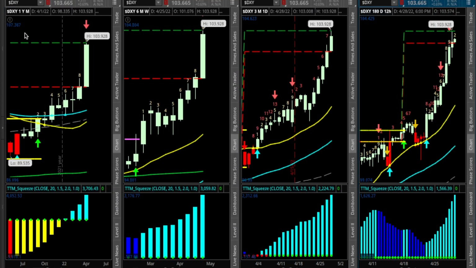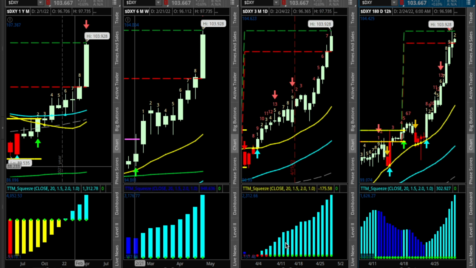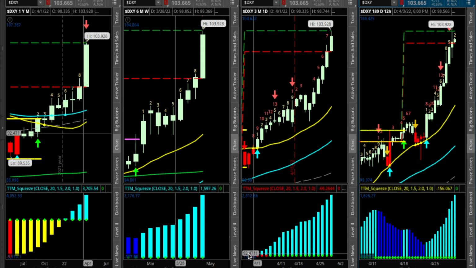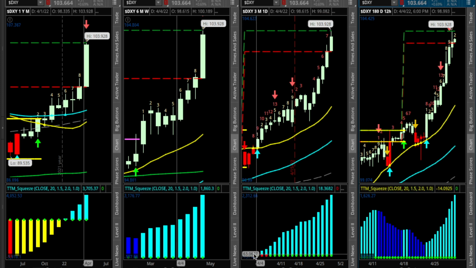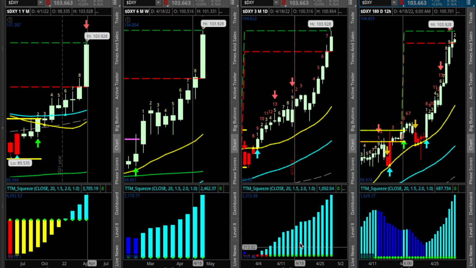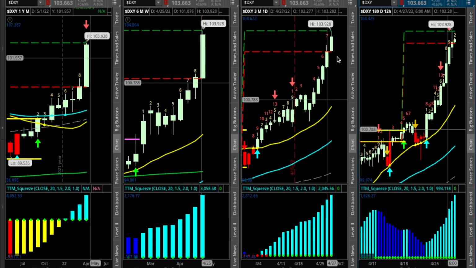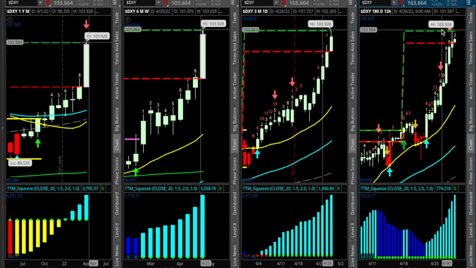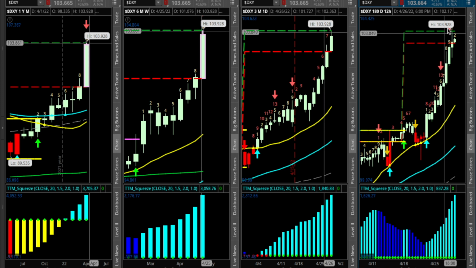Let's go into what I call the squeeze play chart. And you can see that there was a squeeze play somewhere around the end of March, beginning of April. And then on April 7th, it triggered long and this explosion of higher prices kicked in. As of right now, we're at 103.92 and change, and we're just battling up there.